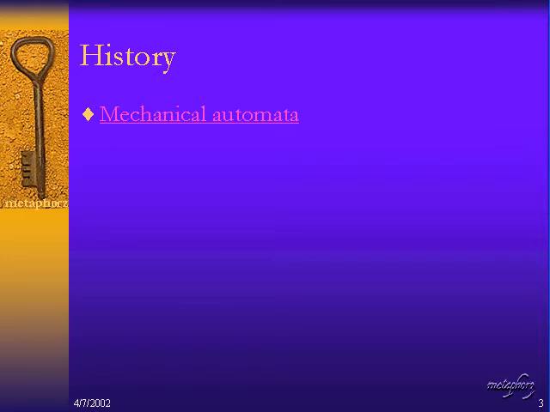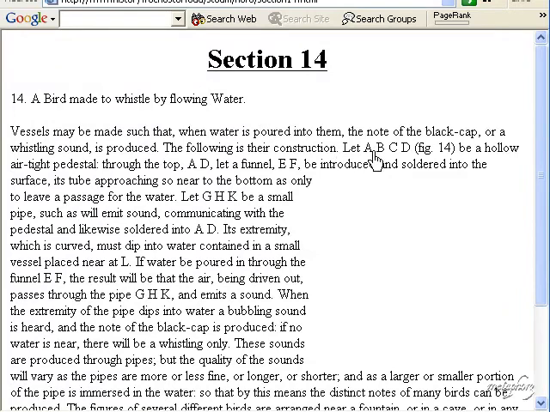Consider the pneumatically or air-driven machines created by Hero of Alexandria. Hero created multiple designs of various forms of mechanical apparatus driven by forced air. Let's go ahead and take a look at one of them. This is a design for a machine entitled A Bird Made to Whistle by Flowing Water.